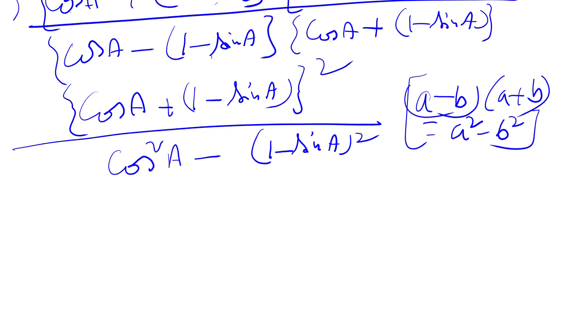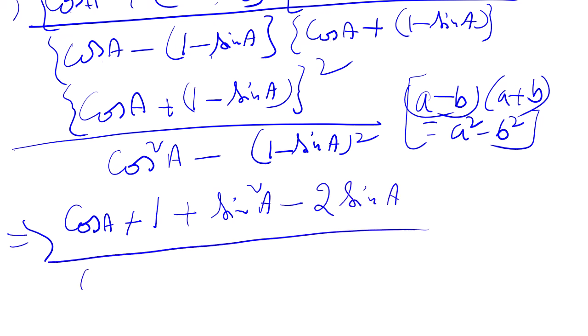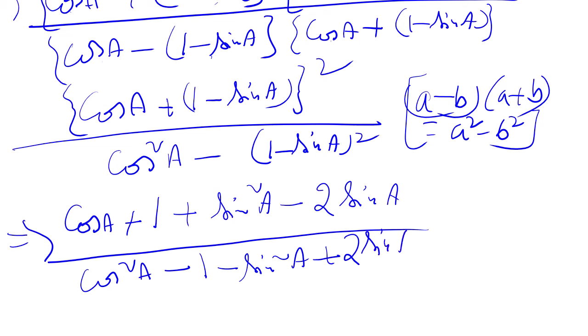Okay, so what will we get? Cos A plus 1 plus sin square A minus 2 sin A, upon cos square A minus 1 minus sin square A. This is actually minus 2 sin A, because of this minus it will become plus 2 sin A.